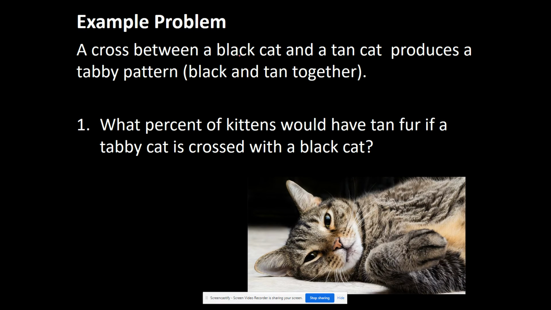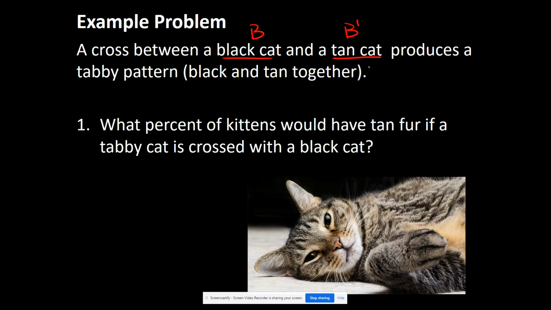For a black cat, we are going to use a capital B, okay? And then for a tan cat, we are going to use a B prime. I'm not going to use a lowercase b anymore because I'm showing that that is not recessive. They're both capital letters, so one does not dominate over the other, okay?